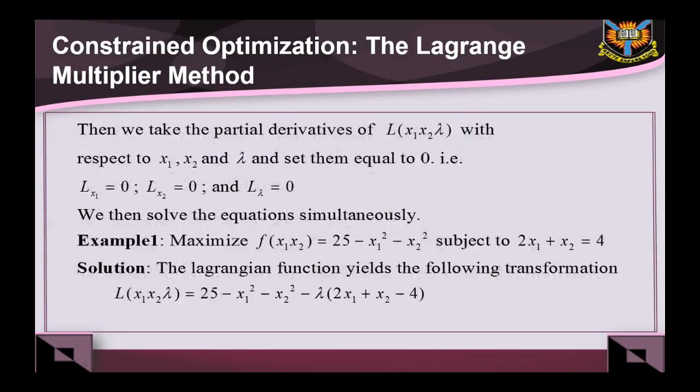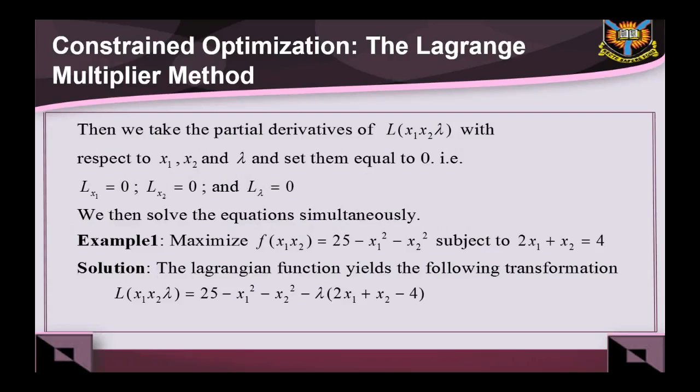Then we can take the partial derivative of L of x1, x2, lambda with respect to x1, x2 and lambda and set them equal to 0. That is, Lx1 equals 0, Lx2 equals 0 and L lambda equals 0. We then solve the equations simultaneously.